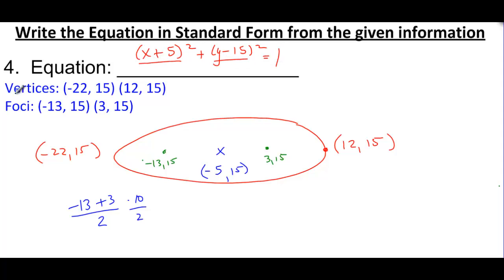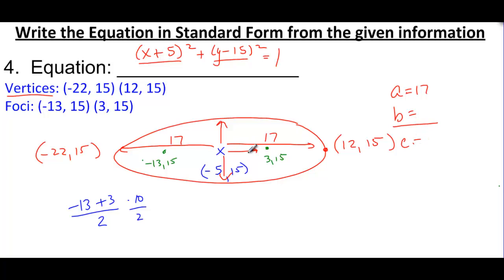Again, I know the vertices, okay? So how many spaces did I move? Well, if I go from negative 22 to negative 5, or from negative 5 to 12, that's a total of 17 units, left and right. So I know that left and right is my a value. So a is 17. Okay. B is my up and down, which I do not know. And c is how much I move to my focal points.